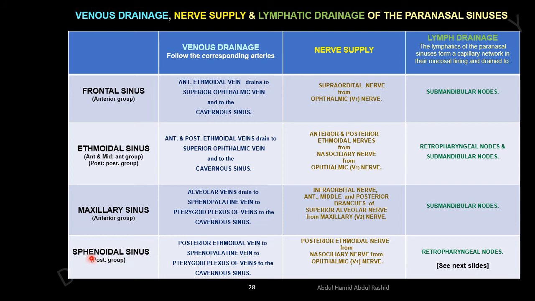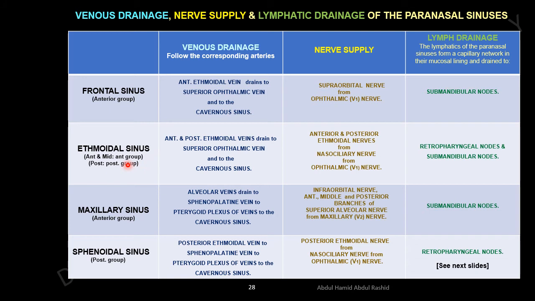Next is the sphenoidal sinus. It is drained by the posterior ethmoidal vein which drains to the sphenopalatine vein and to the pterygoid plexus of veins and finally to the cavernous sinus. Next is nerve supply. Nerve supply of the frontal sinus is the supraorbital nerve from the ophthalmic, that is V1, first division of the trigeminal nerve.